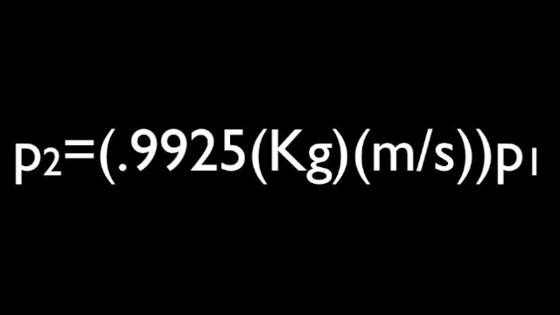The reason that it is 0.9925 kilograms times meters per second instead of just 1 probably comes from some problems when we collected data. Sometimes there's friction or other forces that cause the law of conservation of momentum to not be 100% accurate if there's something interfering.